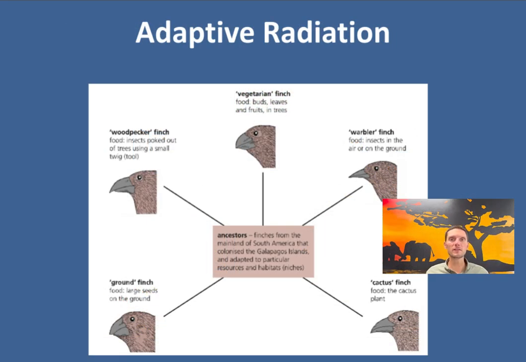And so through all of this speciation process, adaptive radiation can develop. And an adaptation in a species is a characteristic of an individual that helps it to be suited and survive in its particular environment.